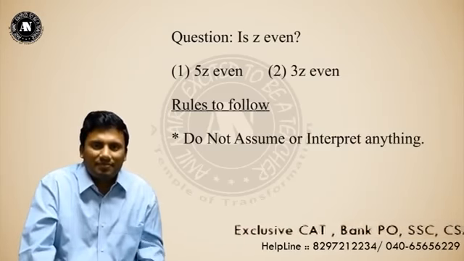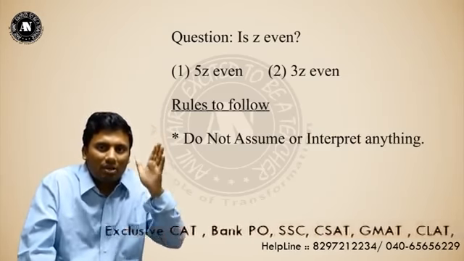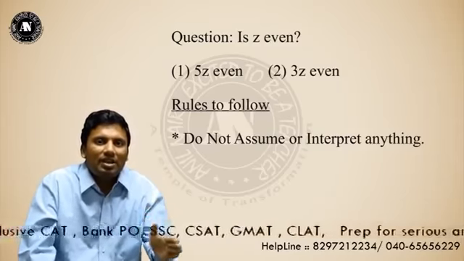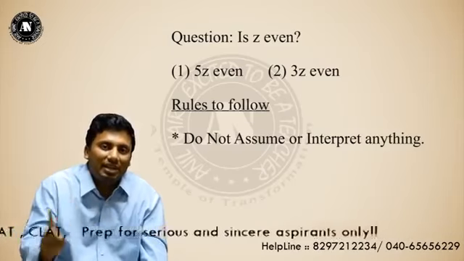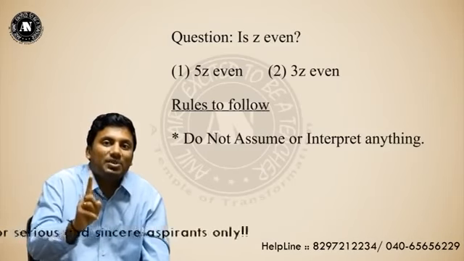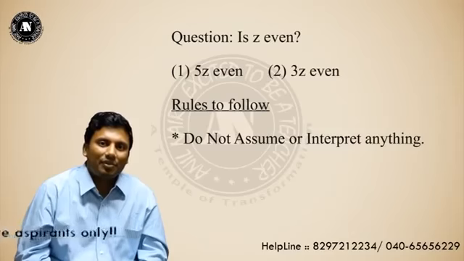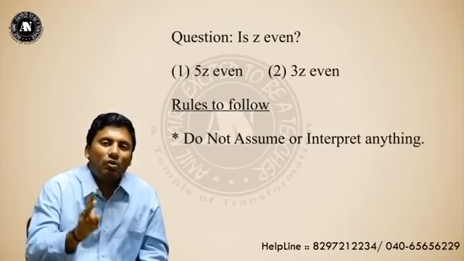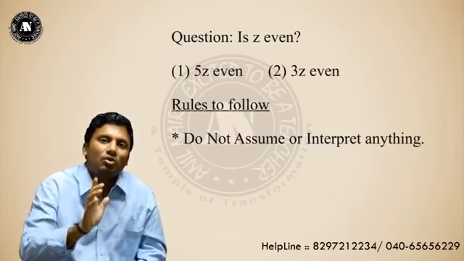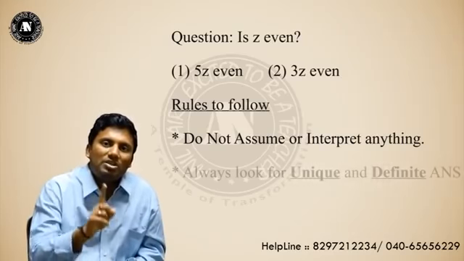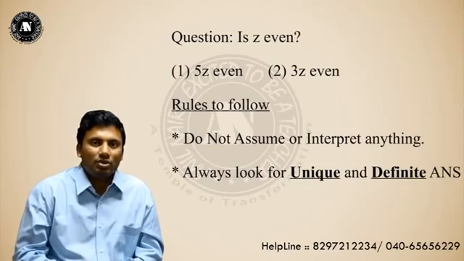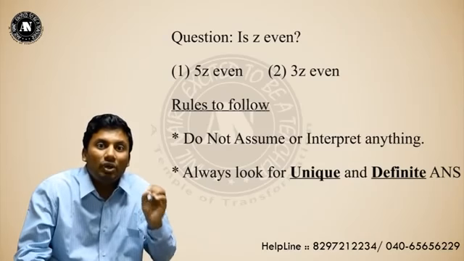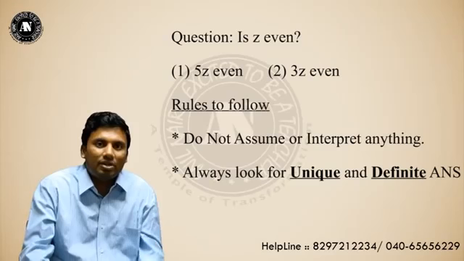No assumptions. If it is not mentioned which set that variable belongs to, you will not assume it to be an integer unless and until it is specified in the question. The second rule while solving a data sufficiency question: always look for a unique and definite answer. Underline that word, unique and definite answer.